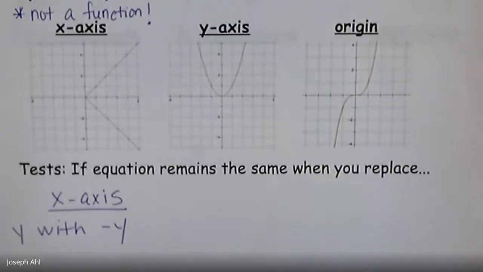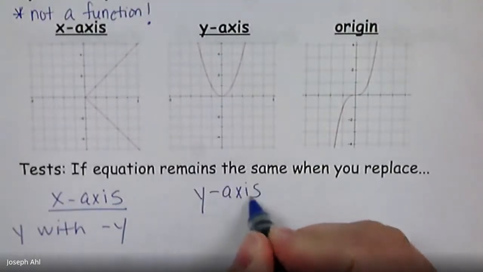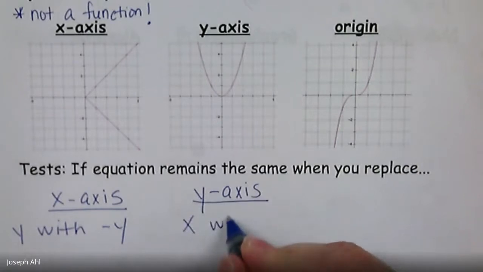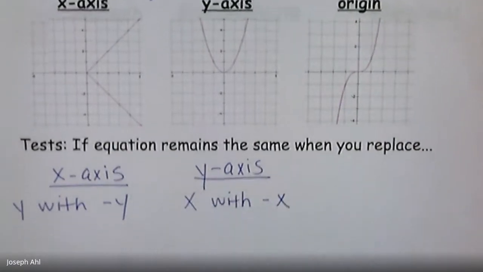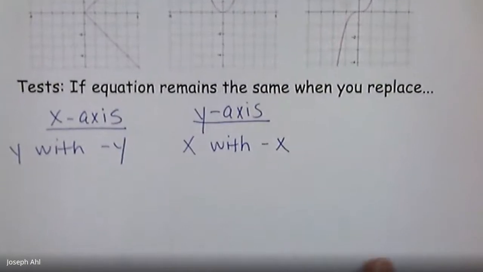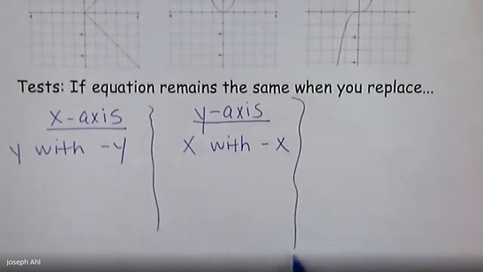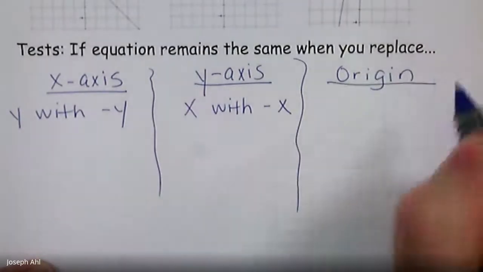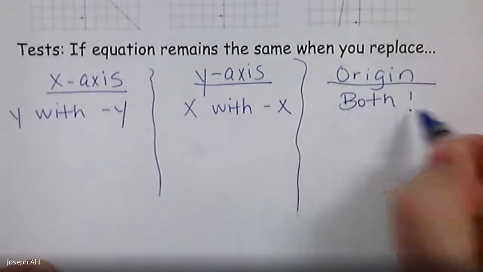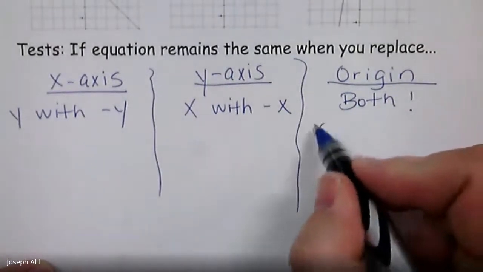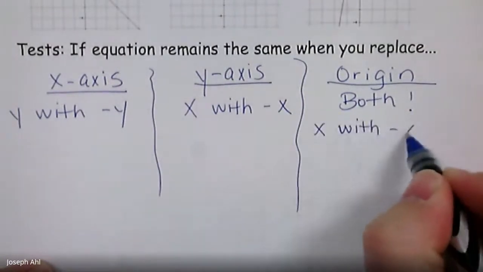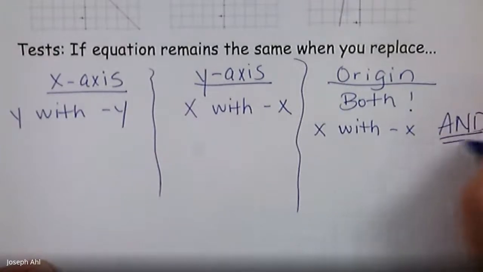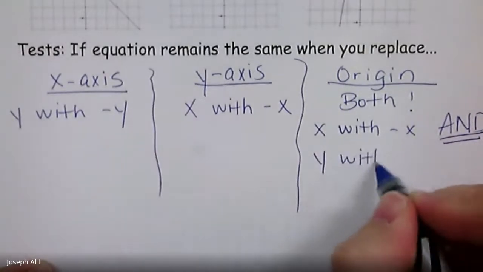So it probably won't be a huge jump for us then to say that if I can replace x with negative x, then something would exhibit y-axis symmetry. And I hope that these tests sound familiar because you did do this in Algebra 2. So we've got x-axis symmetry, we've got y-axis symmetry. And then finally, the last case for origin, essentially you're doing both at the same time. So you're going to replace x with negative x, and at the same time, y with negative y.